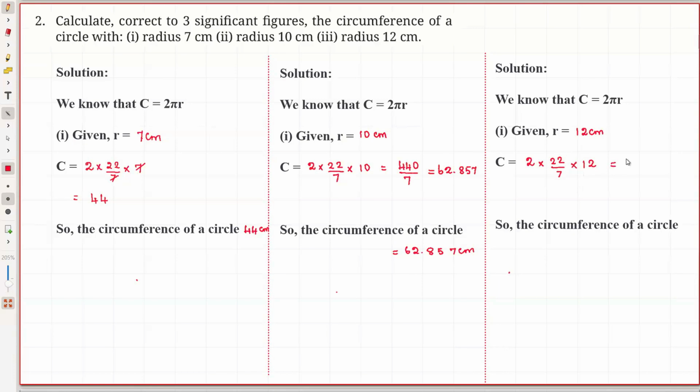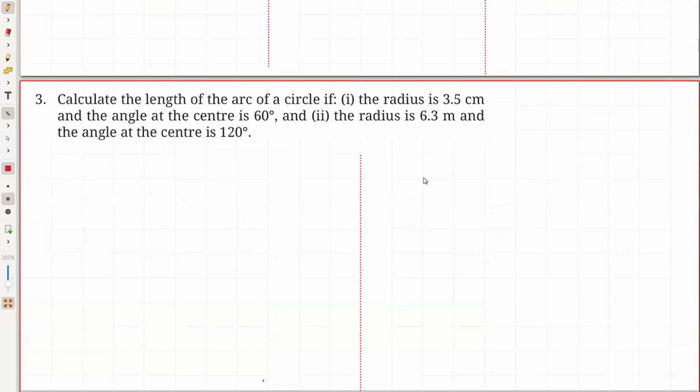44 into 12, divided by 7. 44 into 12, how much? 528. Just divide by 7, and you get 75.428. Therefore, the circumference of the circle is equal to 75.428 centimeter. So it is a direct application of the formula, right?